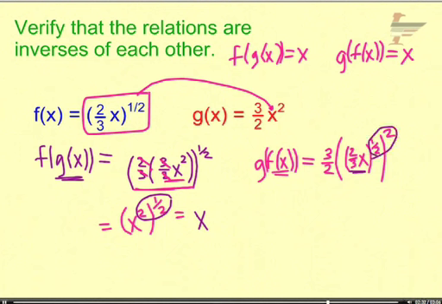We just have one of those bases, and we can multiply this 1/2 times 2. And 1/2 times 2 is 1, so we have 2/3 x to the first power being multiplied by 3/2. And 2/3 x to the first power is just 2/3 x. So multiply 3/2 times 2/3, and that simplifies to 1, and we are left with just x. So since both compositions reduce to just an x, these two are inverses of each other.